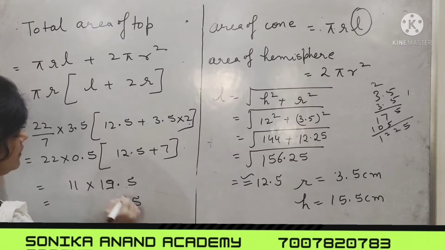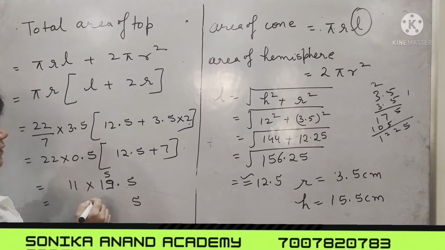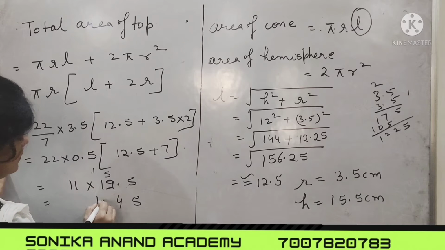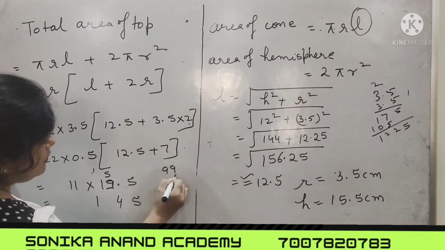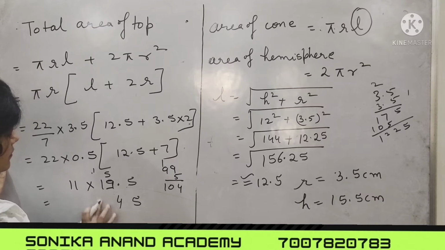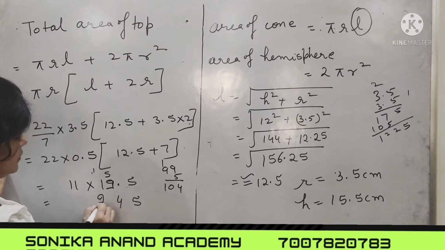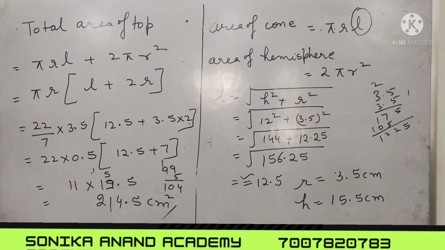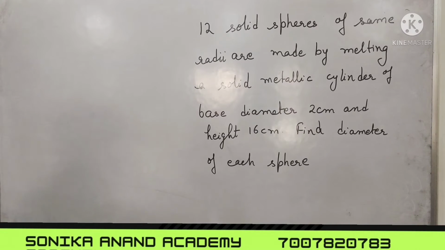11 5s are 55, 11 9s are 99, it's 4, and 11 1s are 11. 11 9s are 99 and 5, 9 5 14, 10. 11 1s are 11, it is 21. 214.5 centimeter square. So this is the total area of the top. Now we have another question.